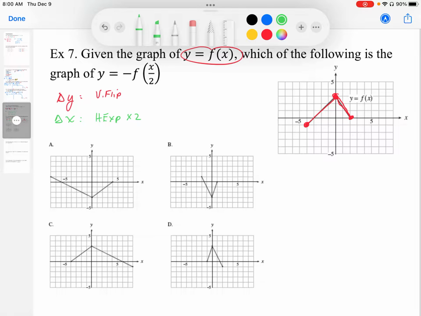Okay, so first of all, we need to look for the flips. That is not flipped, that is not flipped, so we can just eliminate those right away. Here we have in B, that is a horizontal compression. We don't want a compression, we want the expansion. So the answer is A. Okay, so let's get rid of those, and our answer that we want is definitely going to be this one here.